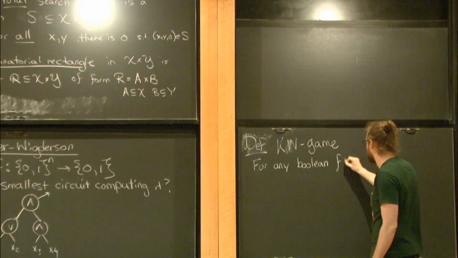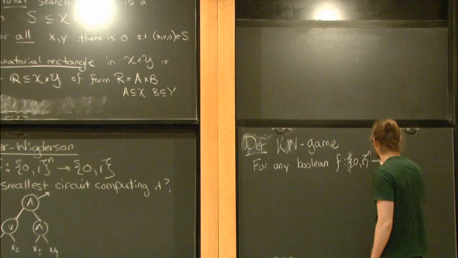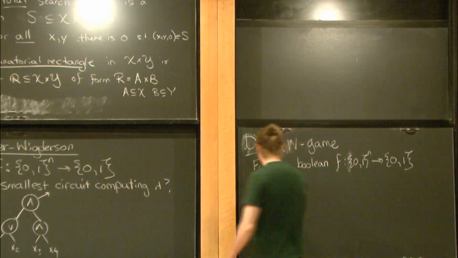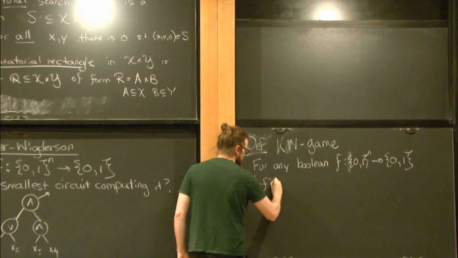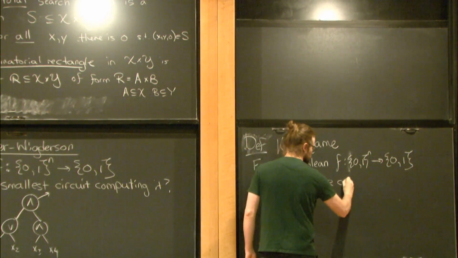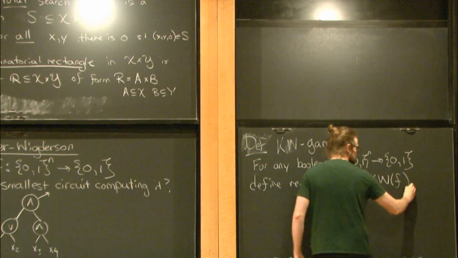So for any Boolean function f, we can define a rectangle cover, which I'll call KW of f.